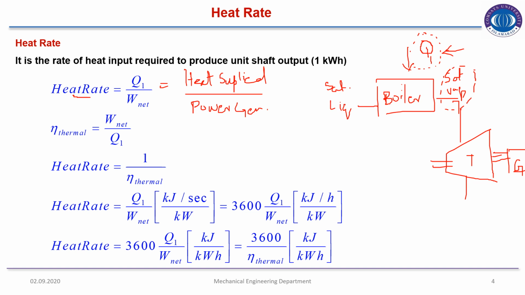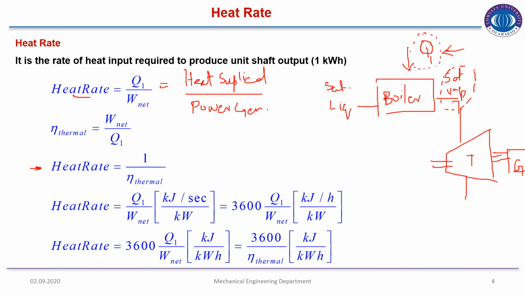If we look into the relation of thermal efficiency, we know that the thermal efficiency is equal to work output divided by work input. So W net is the work output, whereas Q1 is the amount of heat that we are introducing into our system. So thermal efficiency is W over Q1. So we came to know that heat rate is the reciprocal of the thermal efficiency.